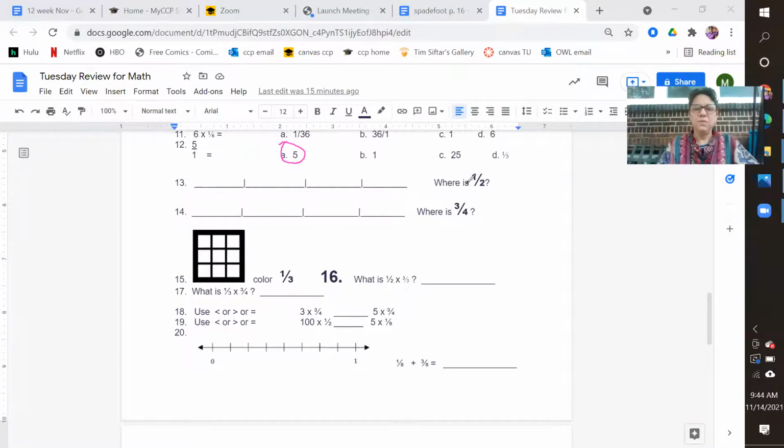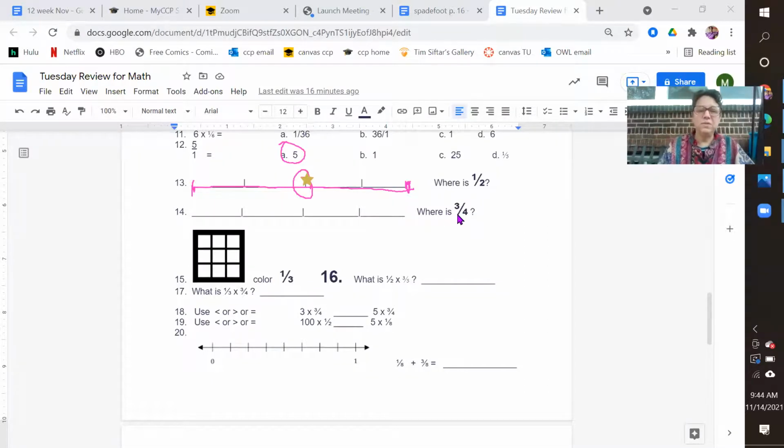Number 13, where is 1/2? Right here we have the whole line, and where is 1/2? All right, so we have 1, 2, 3, 4, but we can easily just say we know what a half is. We can see that this one is the half right here. And so let's say it is here.